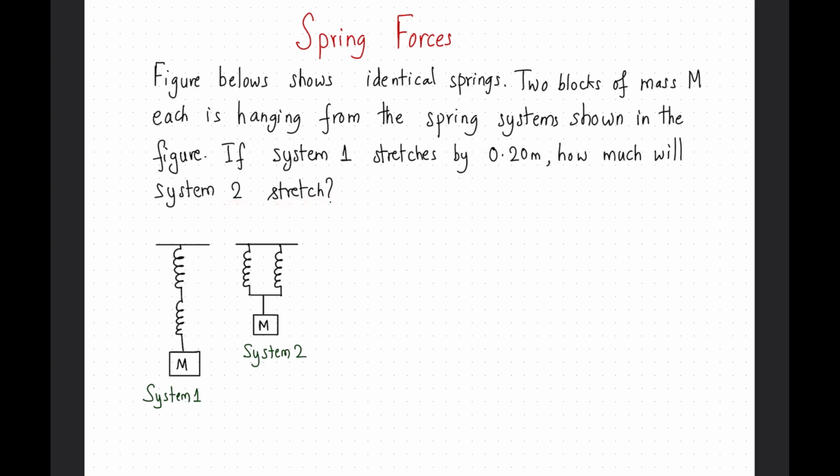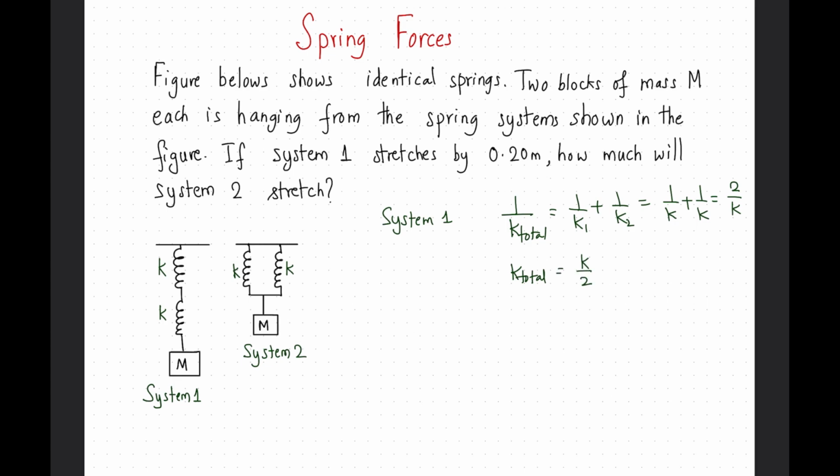So first of all, because they are identical, let's write the value of spring constant as k in each of the diagram. For system 1, because it's in series, we know that 1 over k total is equal to 1 over k1 plus 1 over k2. In this case, both of them are same, so 1 over k plus 1 over k. That's going to give us 2 over k, and we need to flip it to get the total spring constant or equivalent spring constant, which is k over 2.